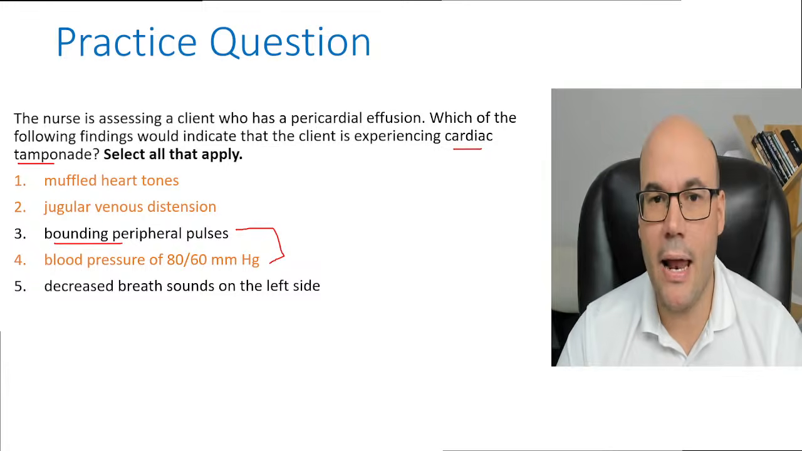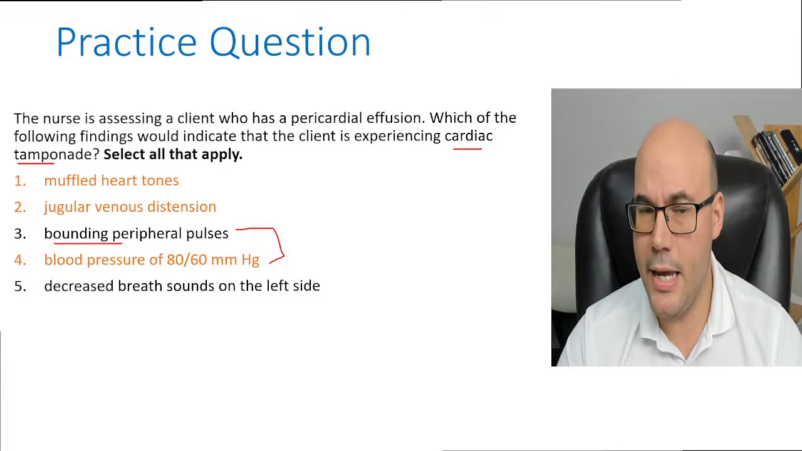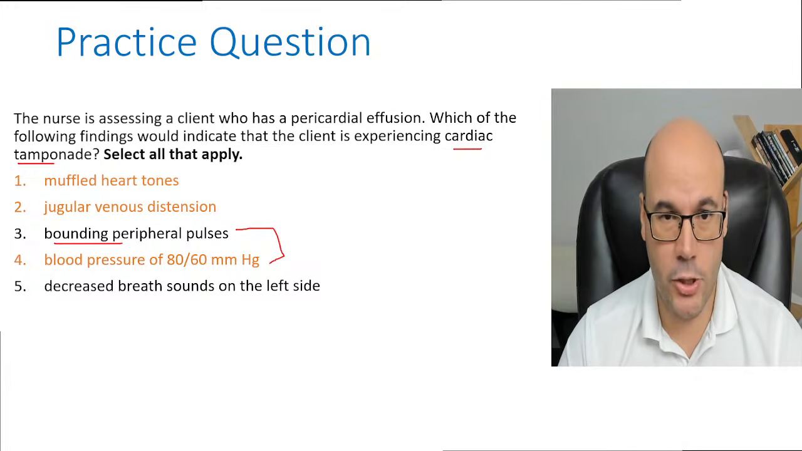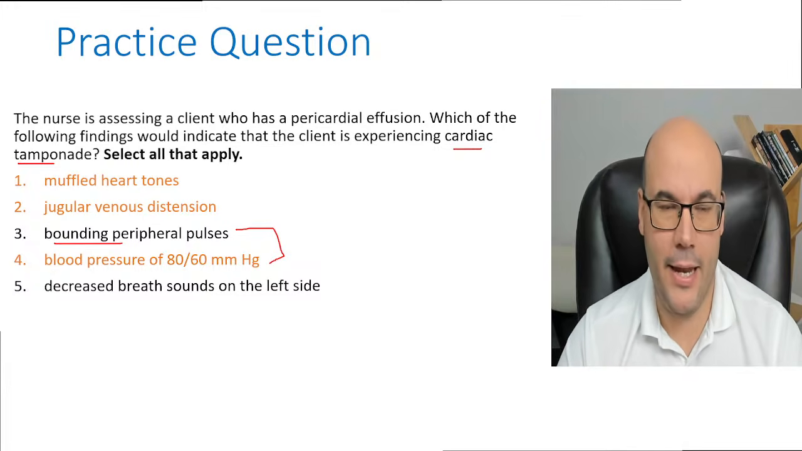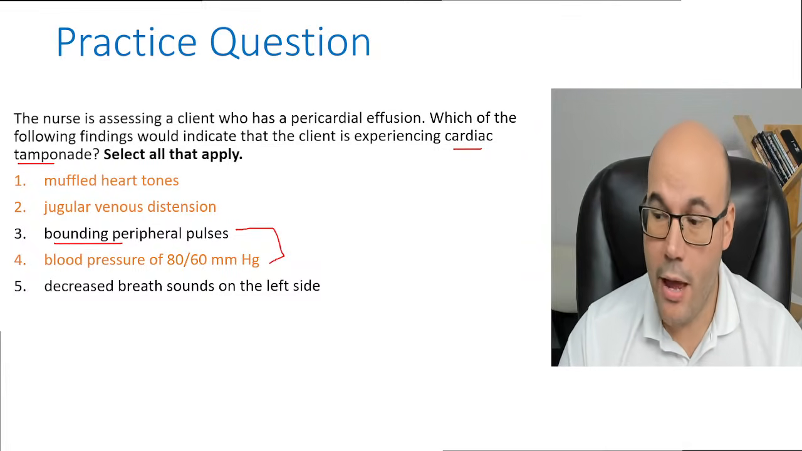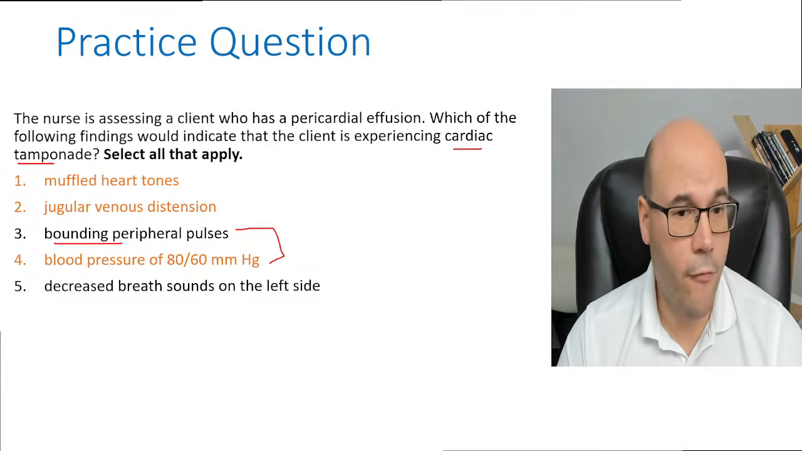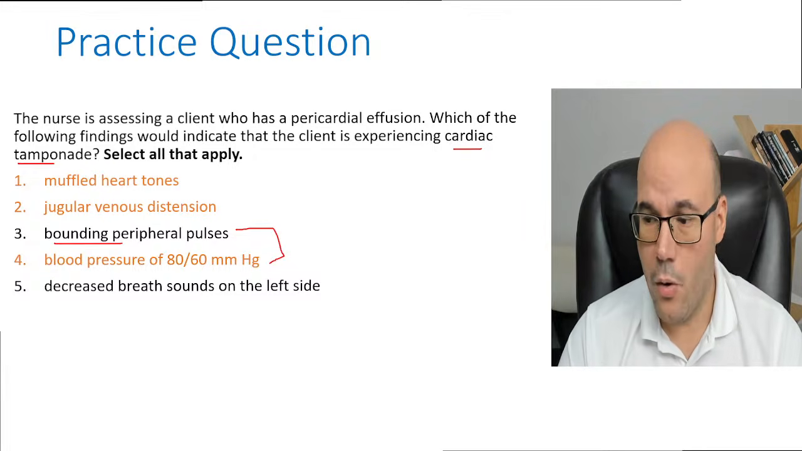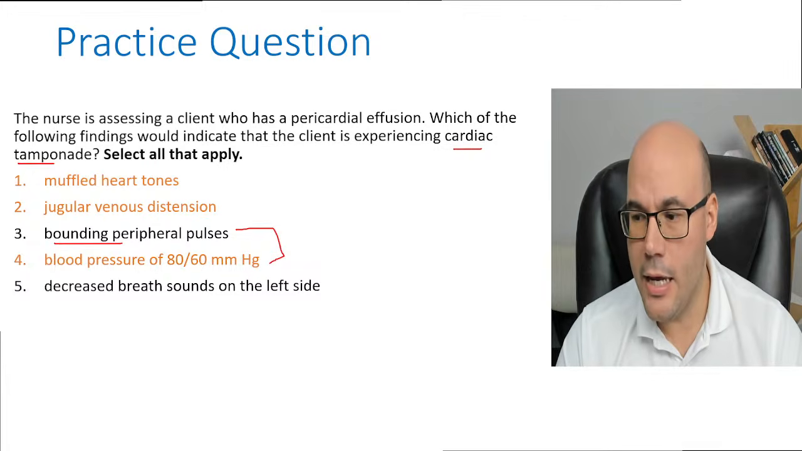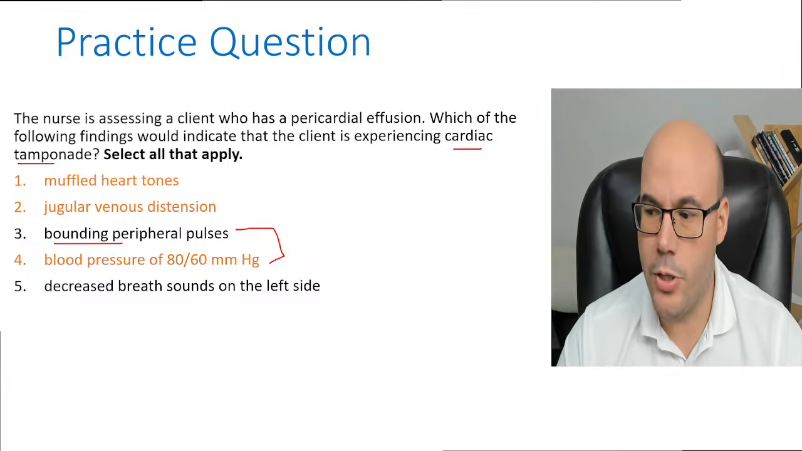And this is a good strategy that I like to use in Select All That Apply. Whenever I see in a Select All That Apply two answers that are opposite to each other, that makes me think that one of the answers is incorrect. For example, 3 and 4 are opposite to each other. And also 2 and 4 are opposite to each other. Why? If we see hypotension, we're not going to see bounding peripheral pulses, right? Because they're opposite to each other.